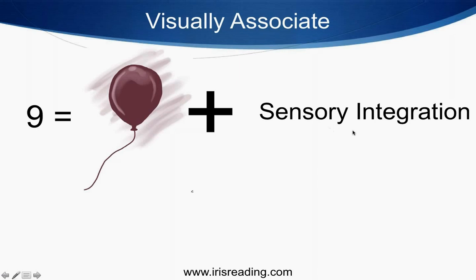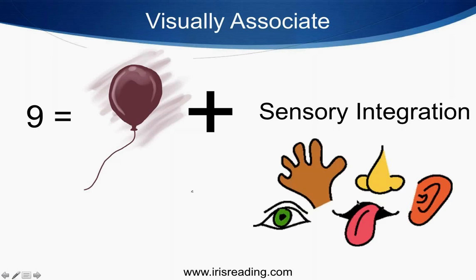Your 5 senses all have images associated with them, right? Your sense of touch is your hand, your sense of smell is your nose, vision is your eyes, and your ability to taste things, your tongue, and your ear for hearing. So how are we going to integrate this with a balloon?